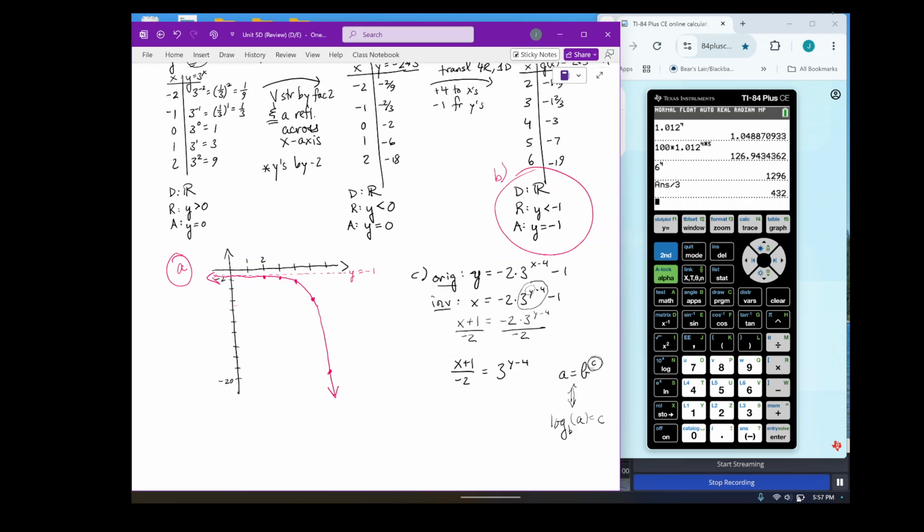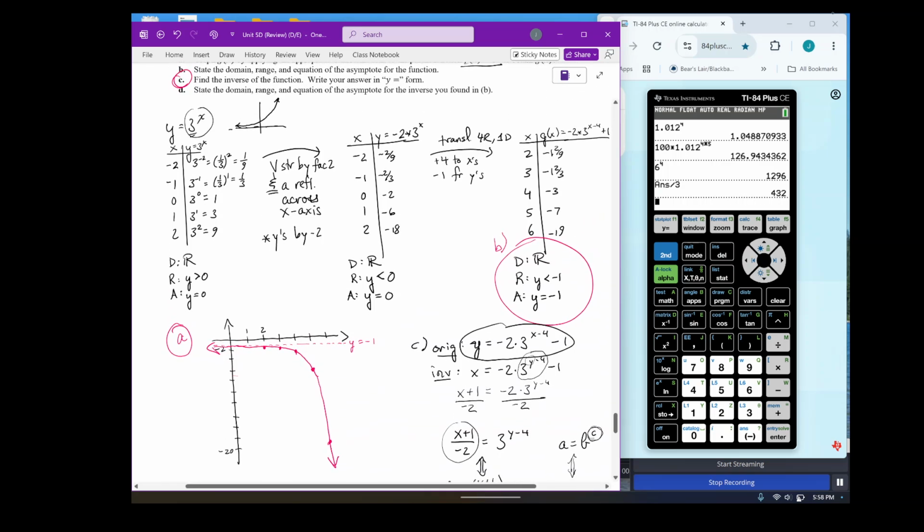So over here, this is going to turn into log base 3 of a, and a is this whole thing, equals c, and c is y minus 4. And now if I add 4 to both sides, I get y by itself. And that's the inverse. So the inverse of this exponential function is this log function down here. And then I think there's one more part.